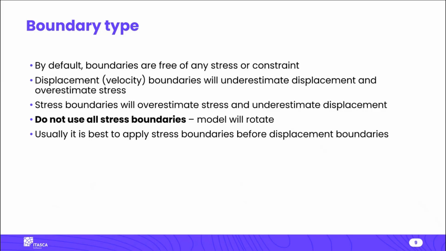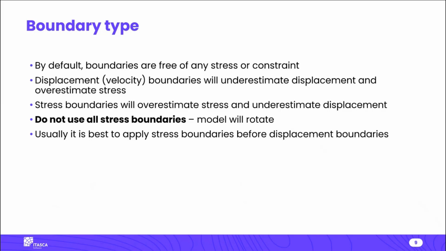Both of these will be incorrect in different ways. The displacement boundary will underestimate displacement and overestimate stress, and a stress boundary will overestimate stress and underestimate displacement. So to some extent, it doesn't really matter which one you choose. They're both going to be wrong. You can overcome that, of course, by putting your boundaries further away from the area of interest. And it's a judgment call to decide which way to go with these boundaries.